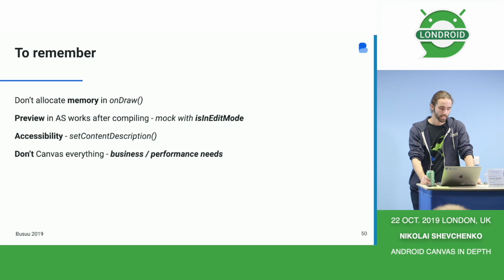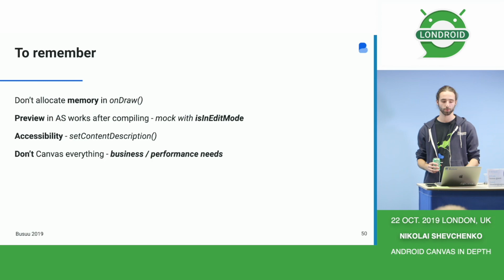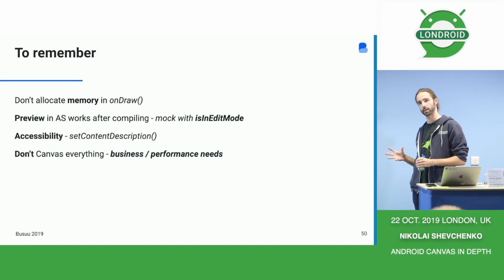And the last thing I want to say is don't canvas everything. As you saw, the canvas can increase your performance quite a lot if you have a lot of logic going on in your custom view. So if you start dropping frames there, yes, use it, it's fine. And also for business cases, whenever you have some information that would be very cool to show in a very custom way and make your app unique, I think it's a good time to use the canvas.